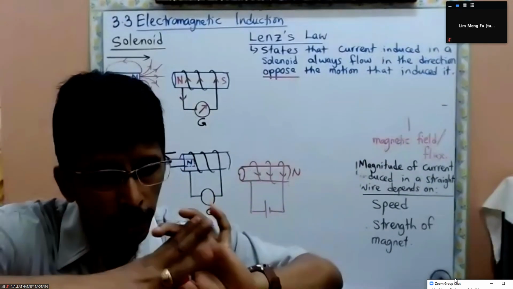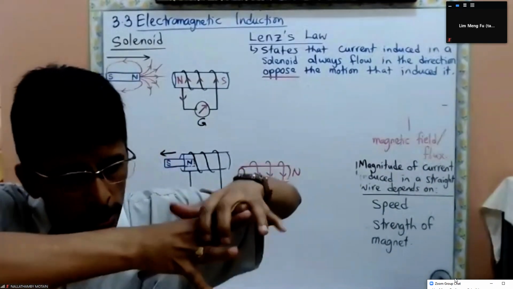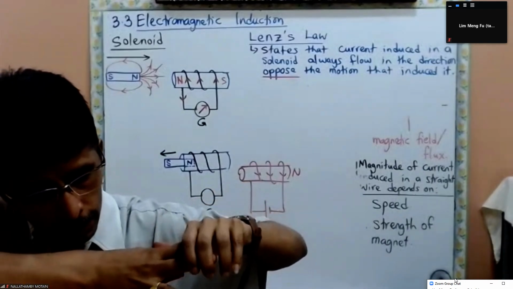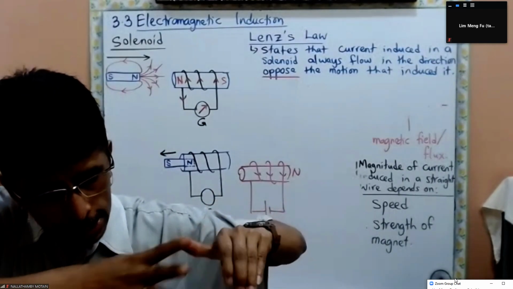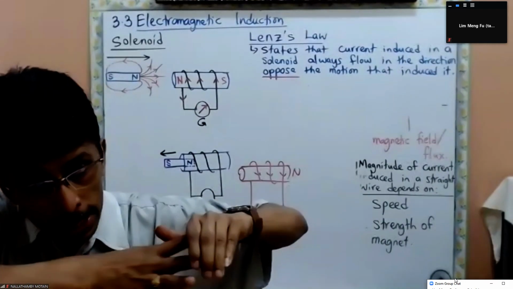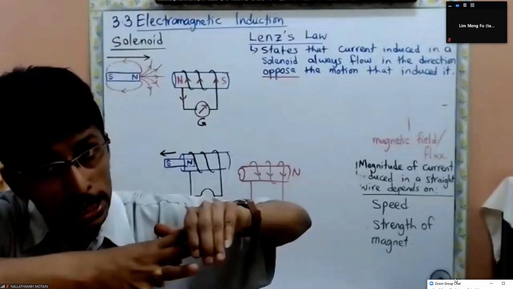There is a magnetic field, right? So once you pull out the magnet from the solenoid, what happens? The magnetic field is also being cut. It is cutting the magnetic field.